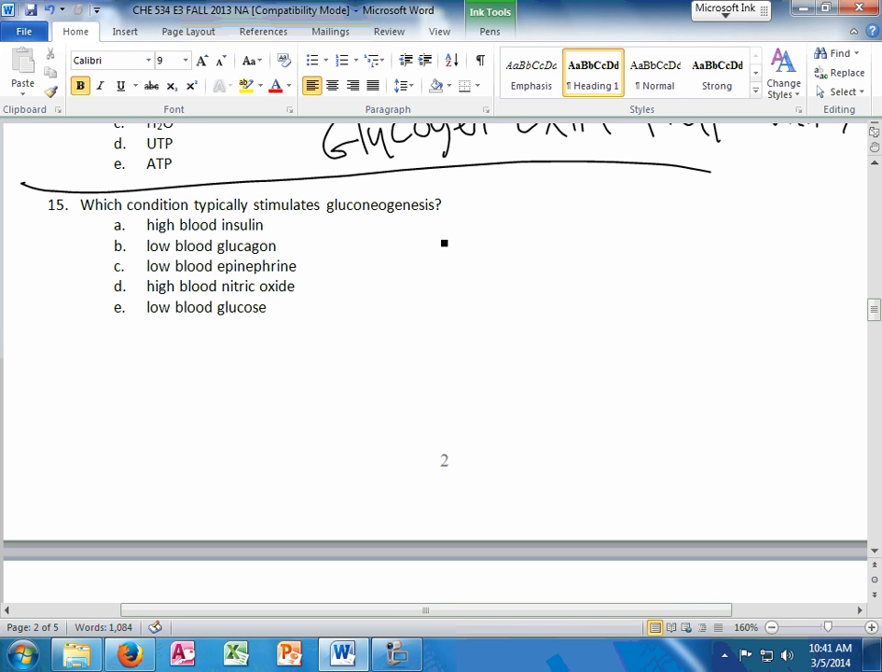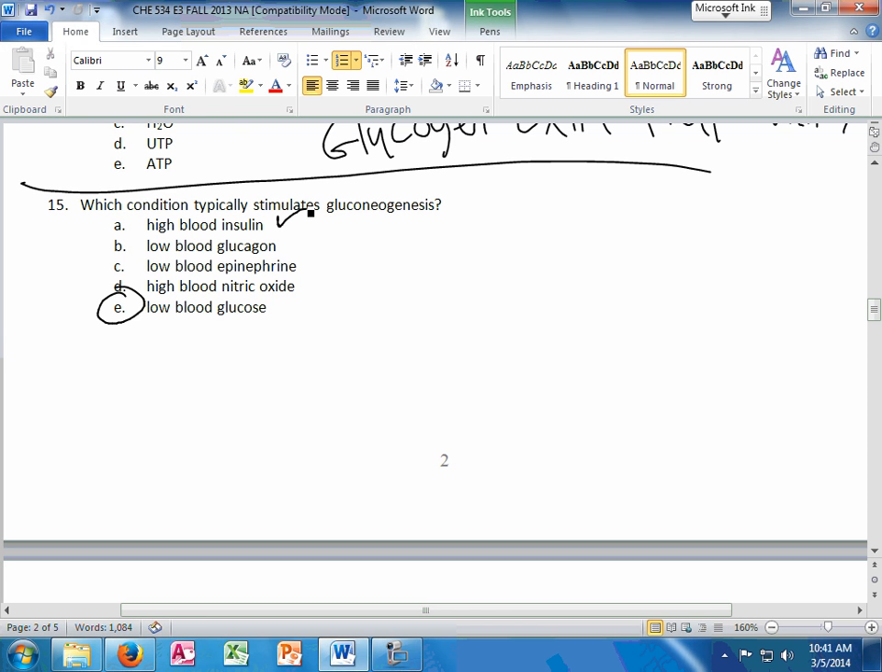We're going to start with gluconeogenesis, which is Unit 8. Number 15 is just a conceptual question about what stimulates gluconeogenesis, and the answer is low blood glucose. That's the whole purpose. The liver's making glucose for the rest of the body.